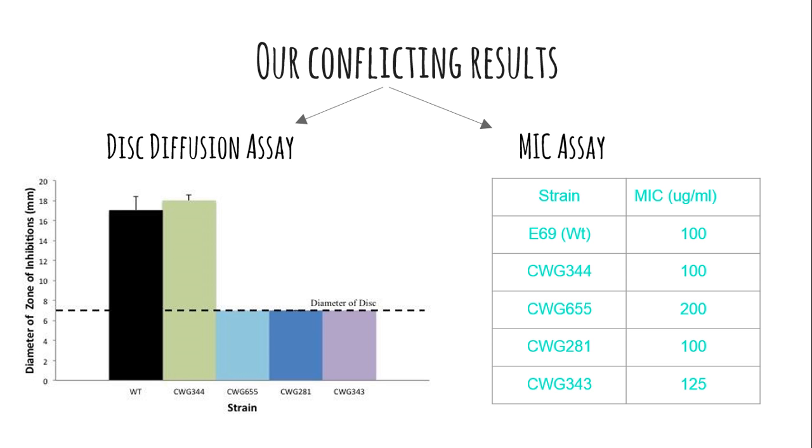Interestingly, the other strains show consistent results, with CWG655 and CWG343 displaying resistance in both assays, and CWG344 displaying sensitivity. This begs the question then of why the discrepancy is only seen in the WZA knockout strain.